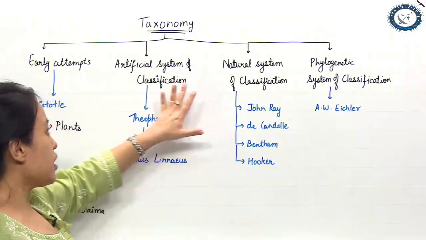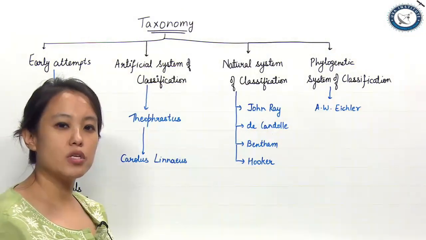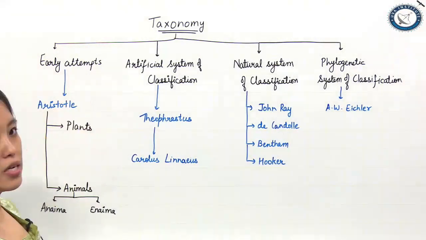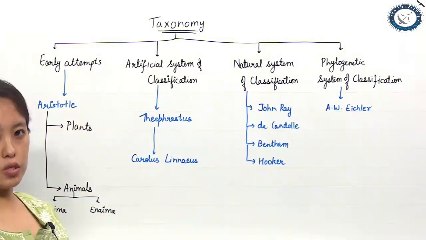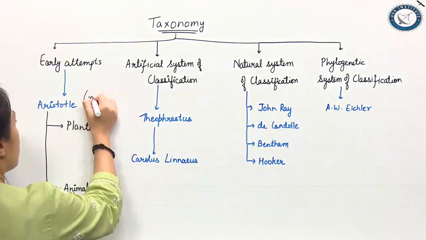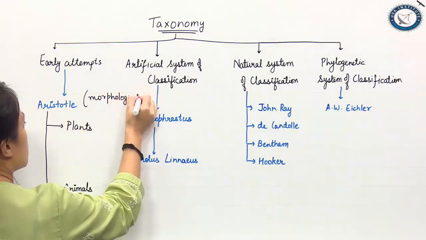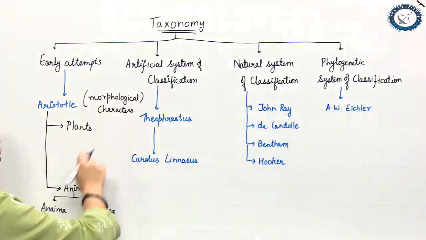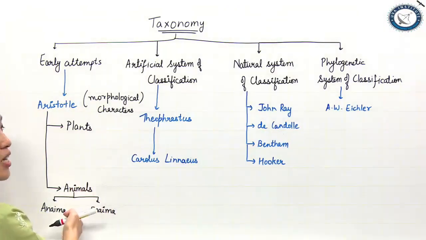Okay, so taxonomy has been broadly identified on the basis of their nature, or I would say on the basis of how they evolved. The first that we are going to do is the early attempt. The early attempt was done by, of course, Aristotle. Aristotle observed some morphological characteristics. On the basis of those morphological characters, he came to a conclusion that there is something known as plants and animals.